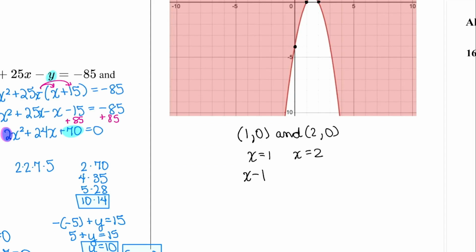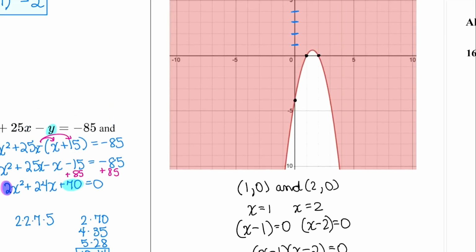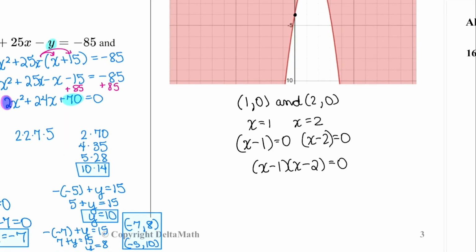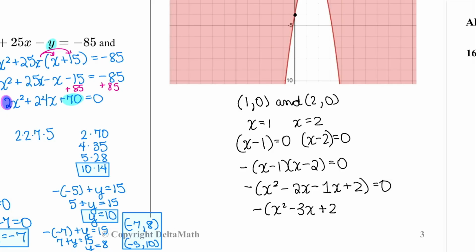So if we subtract 1 from both sides, we're going to get x minus 1 equals 0 and x minus 2 equals 0. So I can write that next to each other here. We also know that the graph is downward facing, so we can include a negative on the outside. Let's go ahead and FOIL this. So we're going to get x squared minus 2x minus 1x plus 2 equals 0. So we're going to get negative x squared minus 3x plus 2 equals 0.